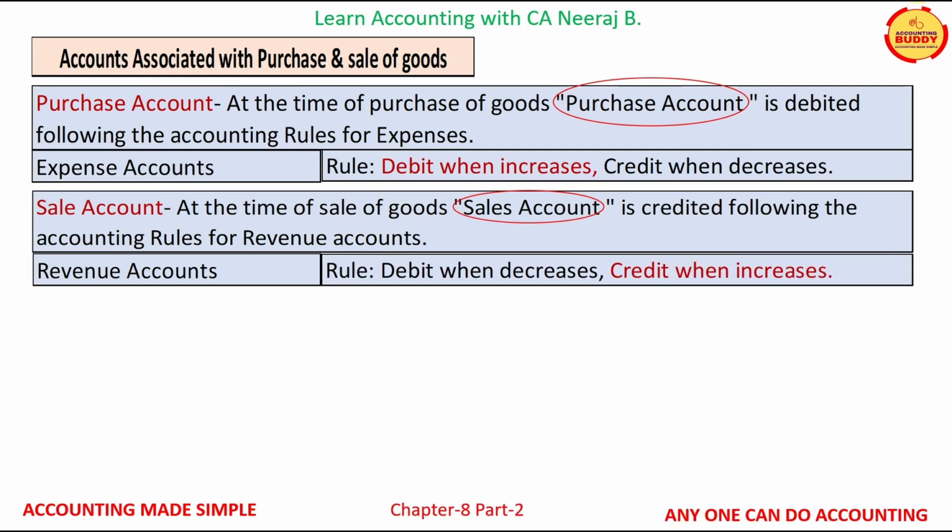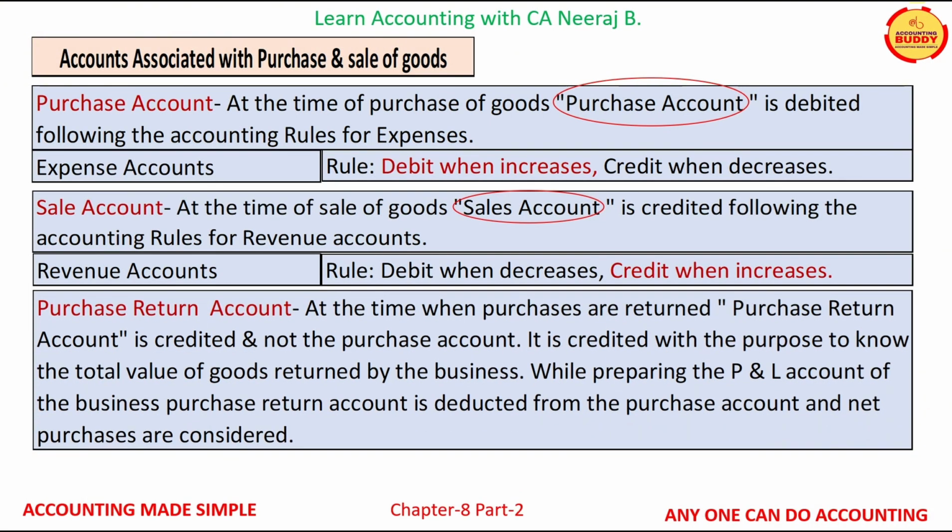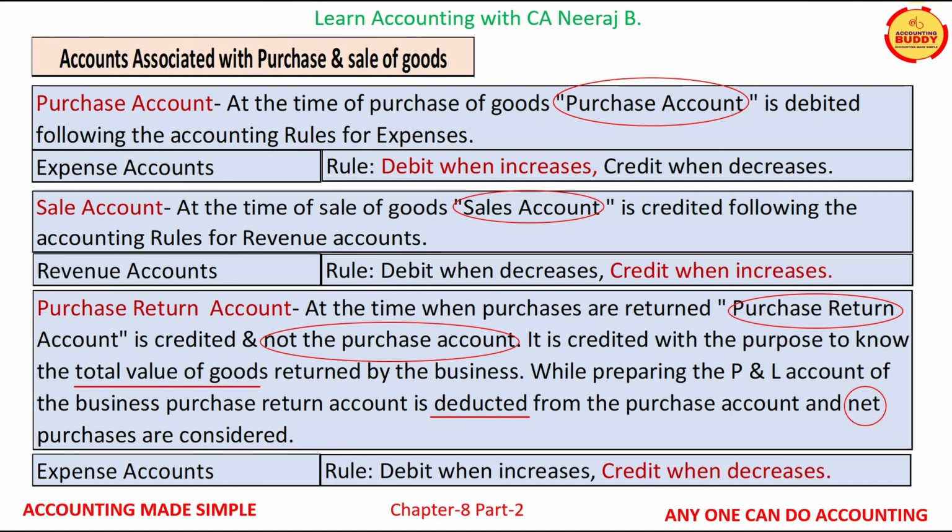Let us now talk about purchase return account. At the time when the purchases are returned, purchase return account is credited and not the purchase account. It is credited with the purpose to know the total value of goods returned by the business. While preparing the profit and loss account of the business, purchase return account is deducted from the purchase account and net purchases are considered. Purchase return account is debited following the rules for expense accounts. And accounting rule for expense account is debit when increases and credit when decreases.